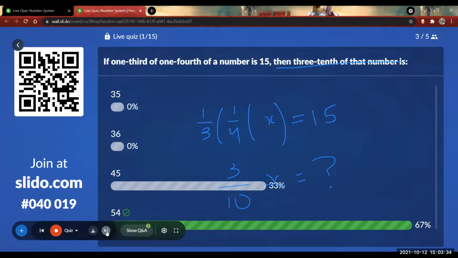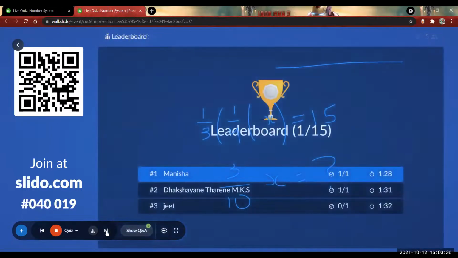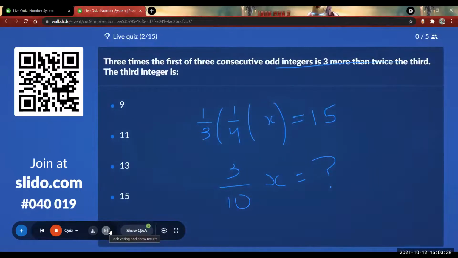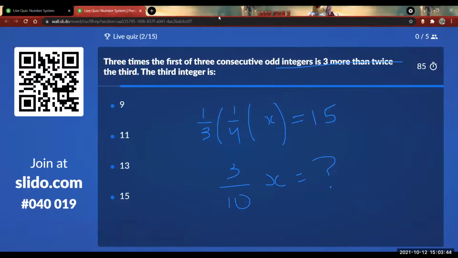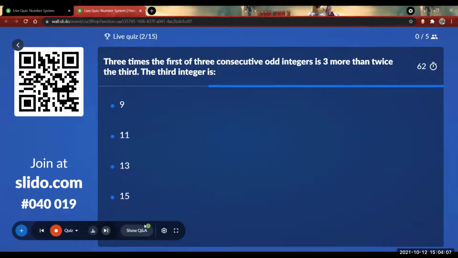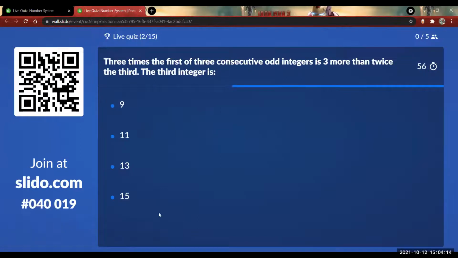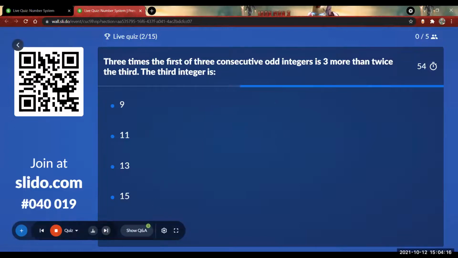Now moving on. 3 times the first of 3 consecutive odd integers is 3 more than twice the third. The third integer is what? Guys, solve this question. From next question onwards, we'll not wait. We'll just move on. I hope that you guys are getting familiar to the platform. This is an easy question. So you guys should be able to solve it.